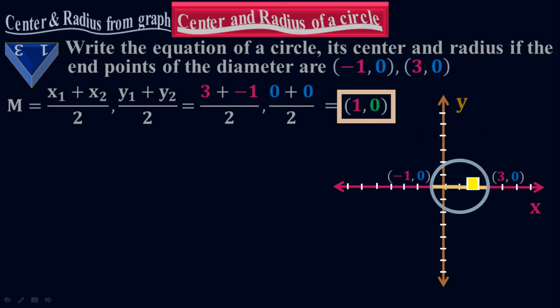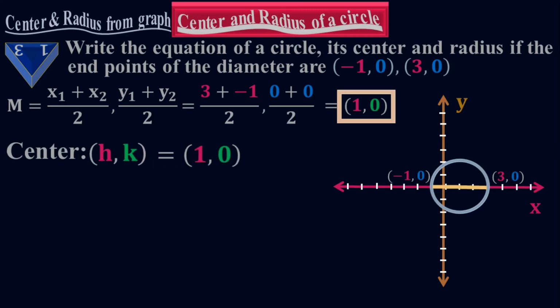(1, 0) is the center of the circle. So the center of the circle is (h, k), which is (1, 0). This is the center of the circle here at (1, 0). But what about the radius of the circle? Just count the points from the center up to the border of the circle everywhere.